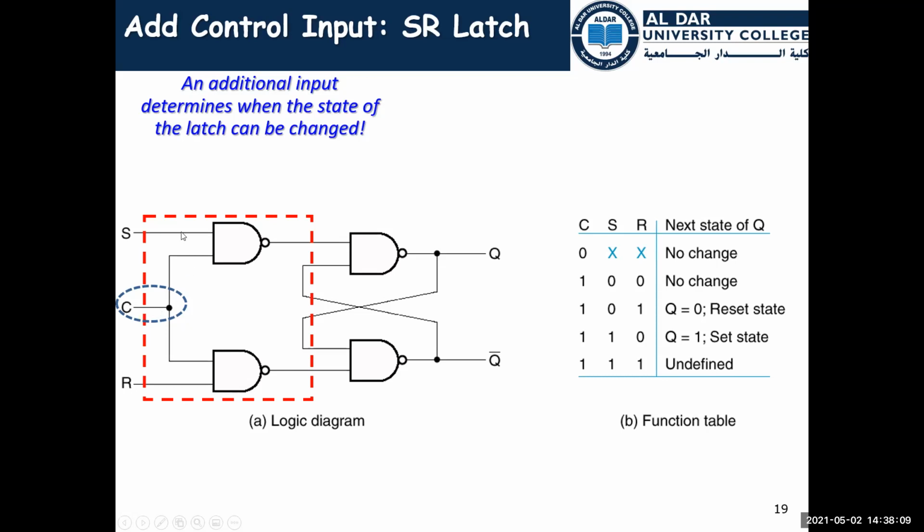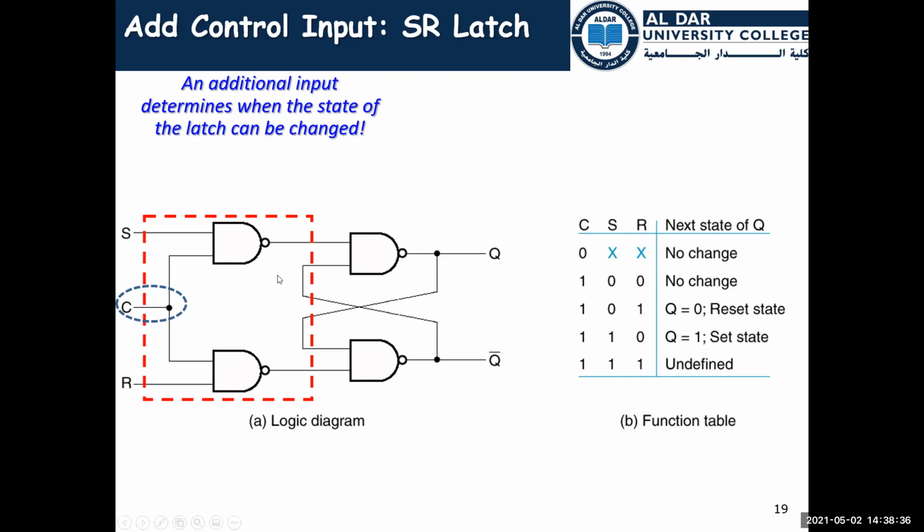This means it converts the S: if it is 0, it will be 1, and if it is 1, it will be 0. And R, if it is 0, it will be 1, and if it is 1, it will be 0. It depends on the control value. So if the control value is 0, there will be no change in the output.